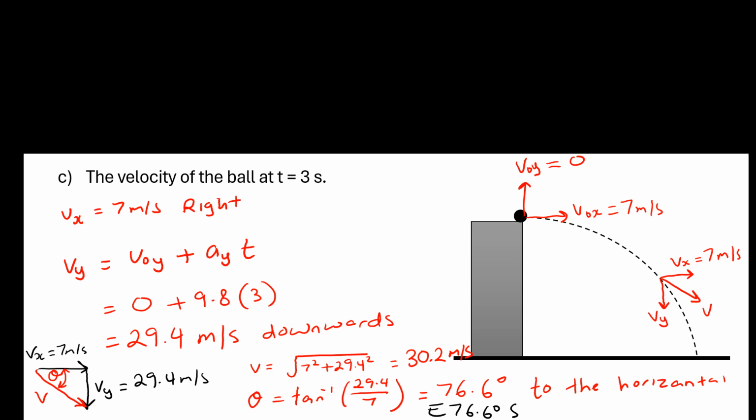For compass bearing, you would need to tell me the angle from south to the resultant. So 90 minus 76.6, which is 13.4 degrees. So using the compass bearing, we can say south 13.4 degrees east. Okay, so this is your resultant and this is the angle. So south, angle, east. So these are correct answers.